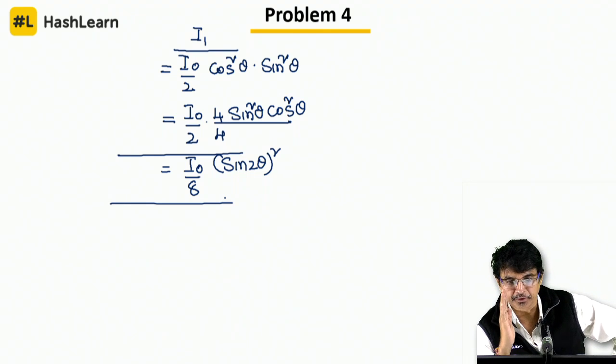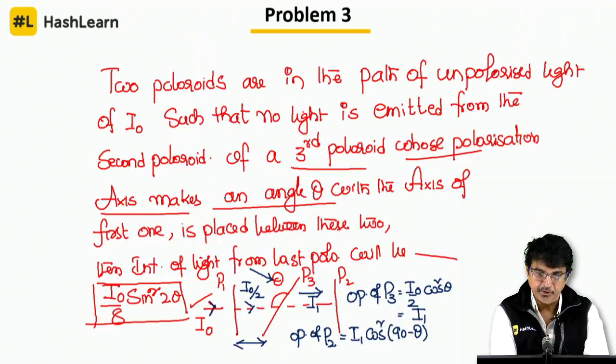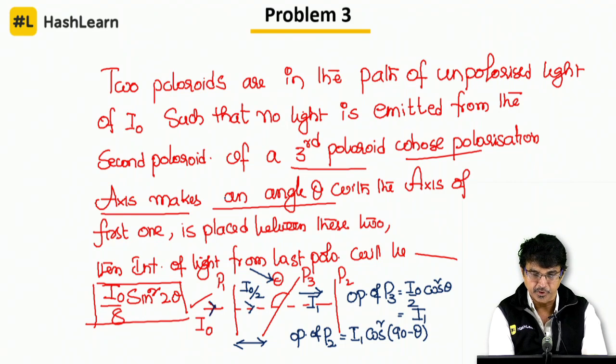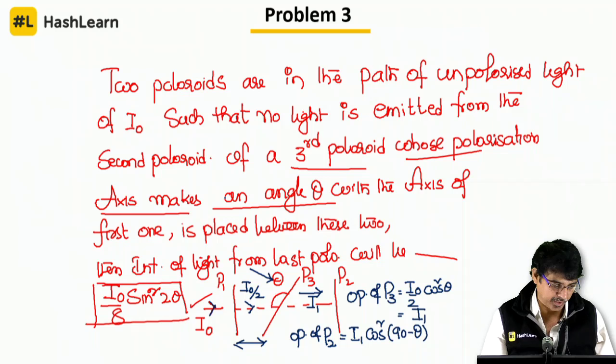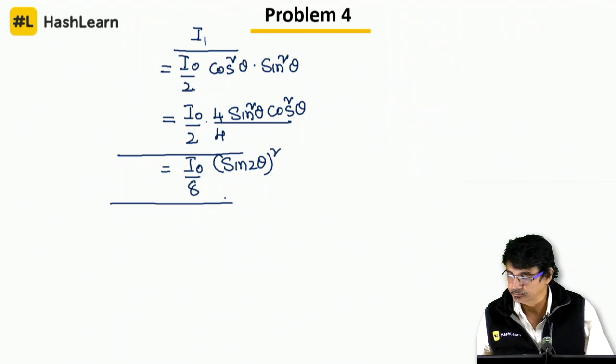I hope everyone has understood easily. I have given the geometry. This is the geometry. P1 and P2 are arranged in crossed way. How do we know? It is a concept. What is that concept? When two polaroids are arranged perpendicular to each other, there is no question of light coming out of the last polaroid. In between, I placed the third polaroid such that it makes an angle theta with the previous one. So, by applying the law of Malus, you will be able to get the answer. Next, I am proceeding to the next problem. Are you ready?